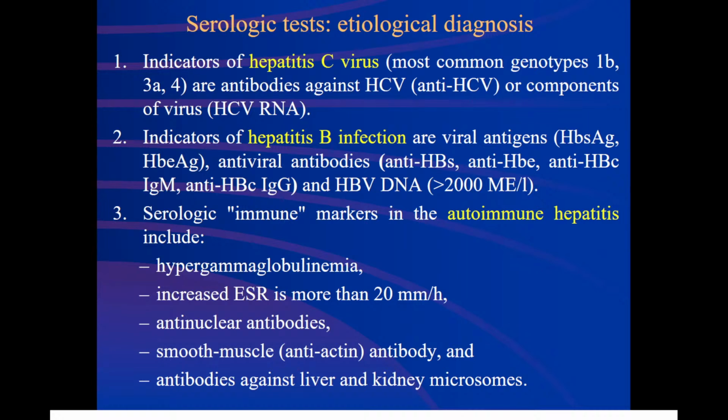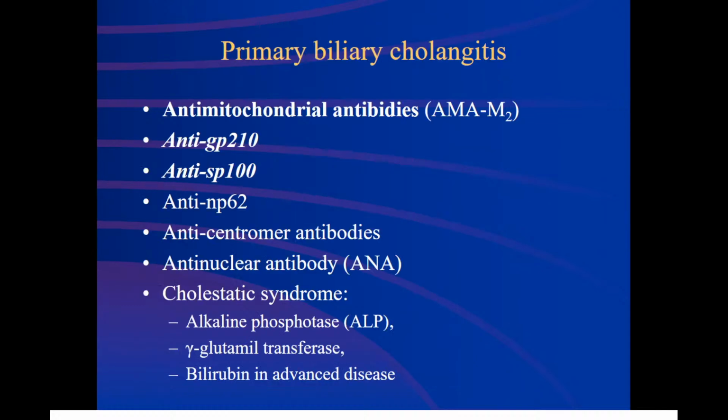Also, serologic immune markers are present in autoimmune hepatitis, and they include hypergammaglobulinemia, increased ESR, anti-nuclear antibodies, anti-actin antibodies, and antibodies against liver and kidney microsomes. More specific are anti-nuclear antibodies.